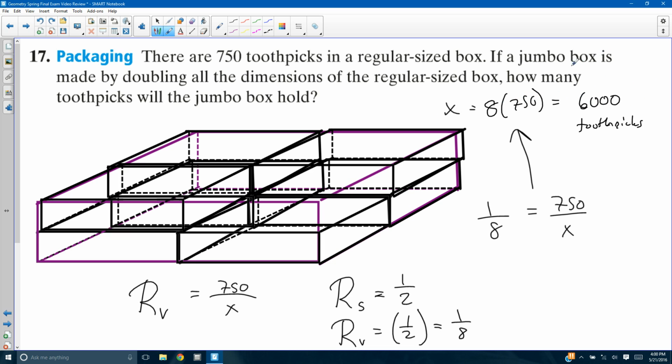So the jumbo box can hold 6,000 toothpicks. I've never used that many toothpicks in my life. I don't know what you'd use all those toothpicks for. Actually, I take that back. In geometry, I did a toothpick bridge project. That was pretty fun, but I didn't use this many. Anyway, it's a lot of toothpicks.